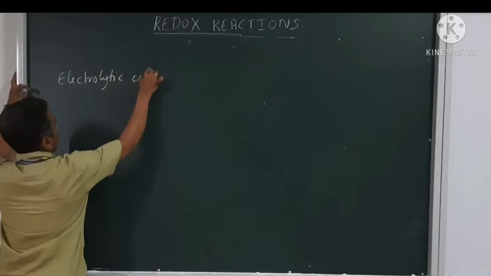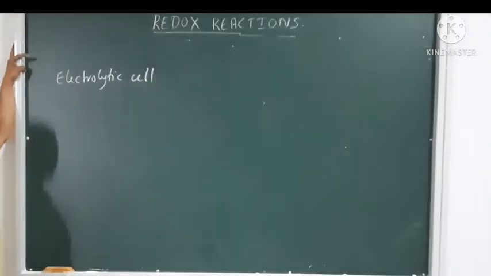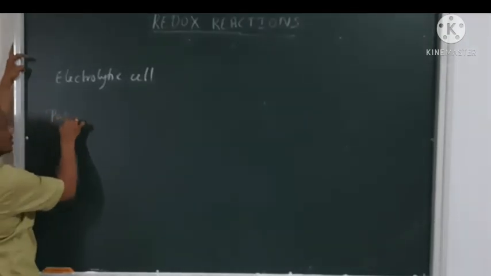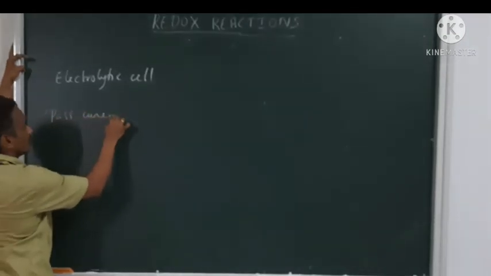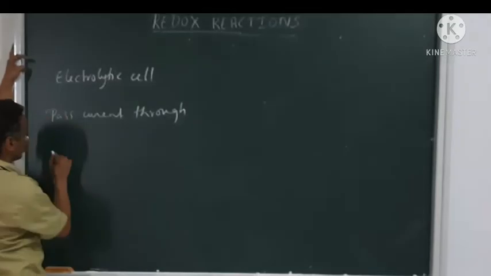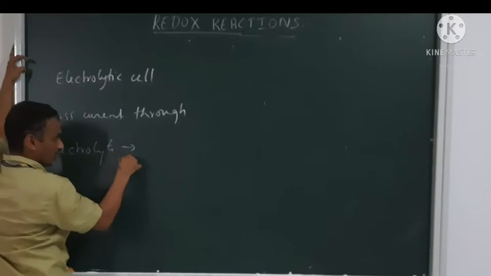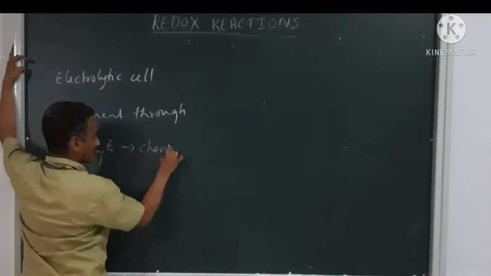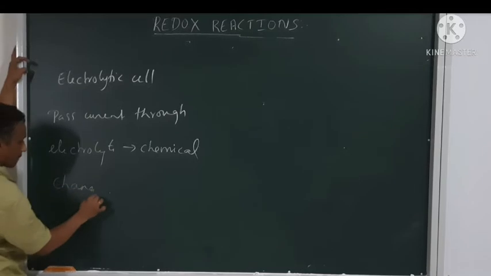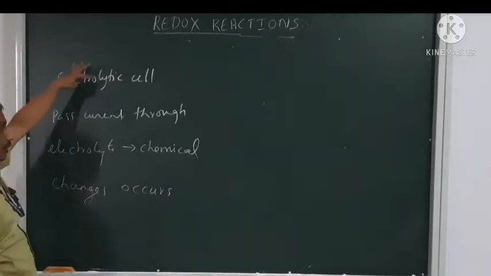In the electrolytic cell, we are doing the electrolysis. What is the electrolytic cell? See, pass the current through an electrolyte, then if chemical changes occur over there, then it is an electrolytic cell.